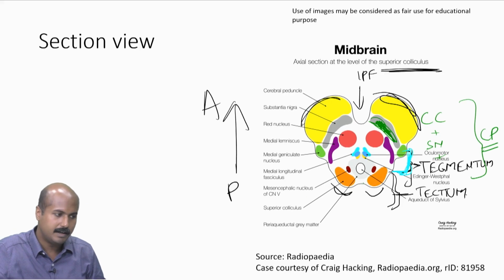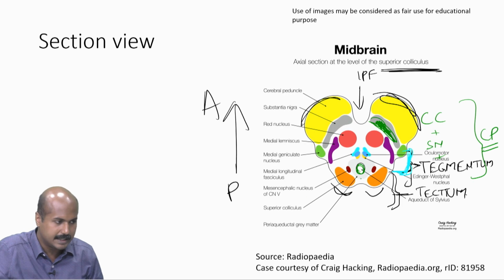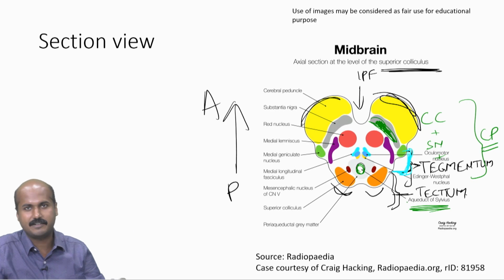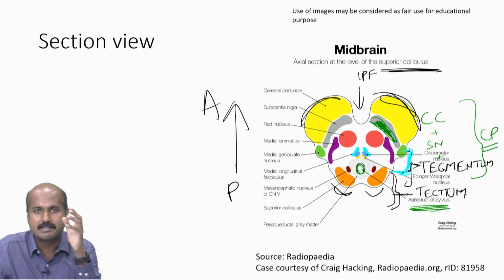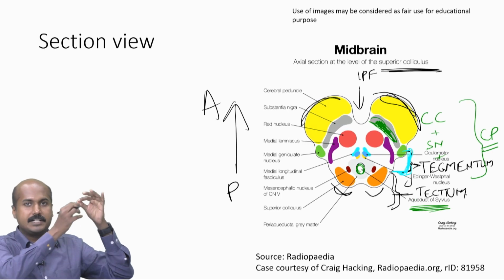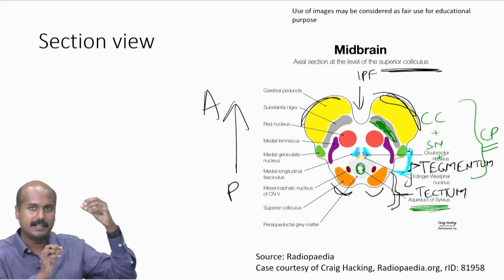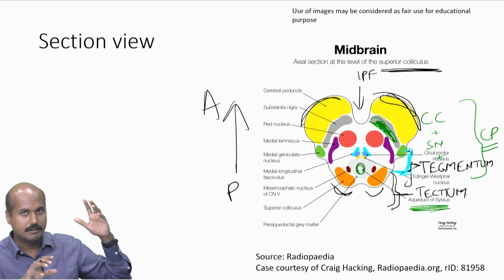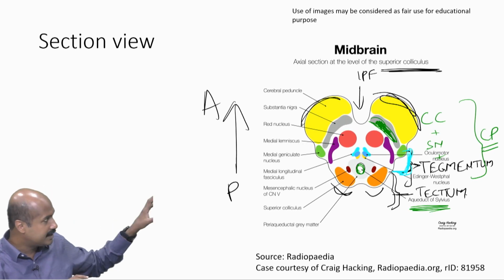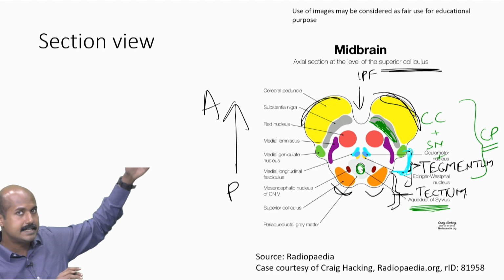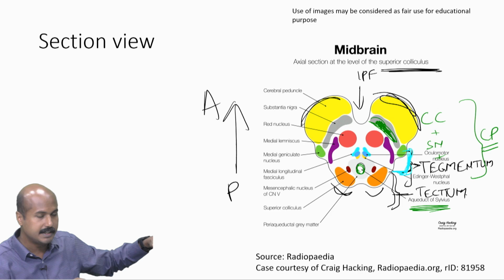Now the cerebral peduncle and the tectum are separated by this tunnel that goes through it, and that tunnel is the aqueduct of Sylvius. If you remember the ventricular system sessions that we learned, in the ventricular system I told you about a tunnel that drills through the midbrain, and that tunnel is called the aqueduct of Sylvius, which was connecting the third ventricle with the fourth ventricle. So that is that tunnel. That tunnel is going through the midbrain, dividing it into an anterior cerebral peduncle and a posterior tectum.